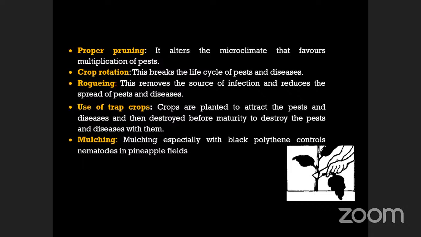Rogueing. Rogueing simply means removal of infected or diseased plants, or the most affected plants, from the garden. You uproot them and burn them. By doing that, you have controlled the pests.